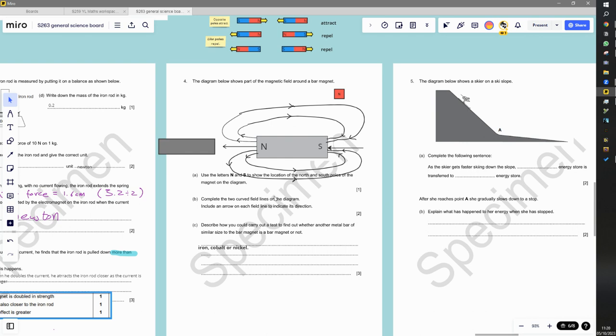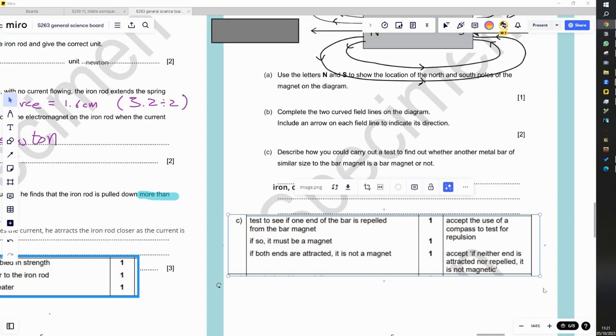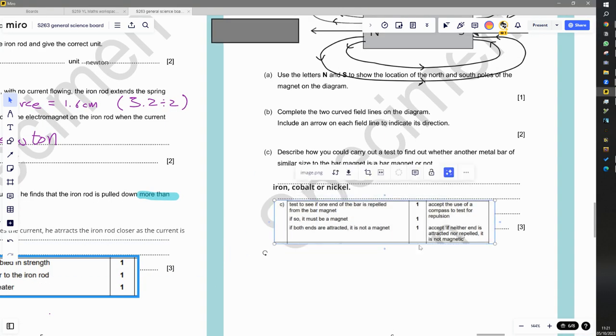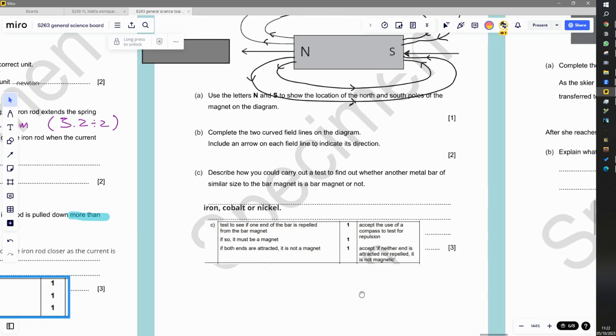Check to see if it's repelled from one of the poles. I'm not sure what all the three marks are going to be. Let's have a quick look. Okay, so as you can see in the mark scheme, it's pretty much what I said, but explaining it clearly. So as I said, test to see if it's repelled, and if so, it must be a magnet. If both ends are attracted, it is not a magnet. If it's not repelled or attracted, then it's also not a magnet, of course. It could be just another, non-magnetic metal. So if neither end is attracted nor repelled, it's not magnetic.